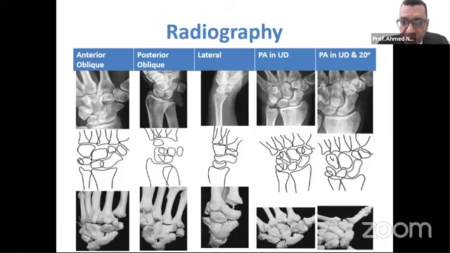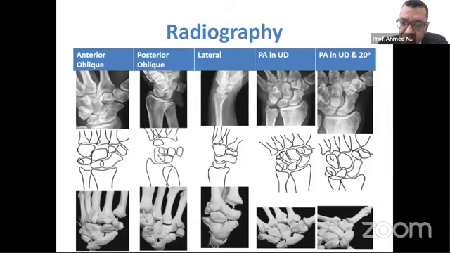Please, there is an apex on the lateral aspect of the scaphoid. This is the lateral apex, and there is another one on the medial surface, a dorsal apex. Between these two apices runs the dorsal ridge.